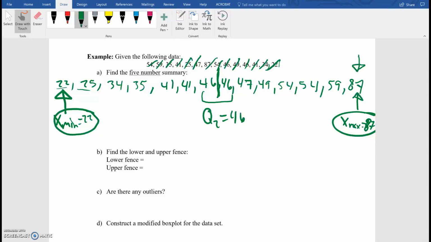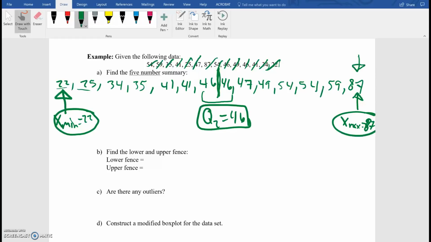Now in the previous video, there was a middle number, and what we did is we excluded that middle number and found the medians of the bottom half and the top half. In this case, I'm going to use this 46 to be part of the bottom half, and this other 46 to be part of the top half. And then I'm going to find the median again.